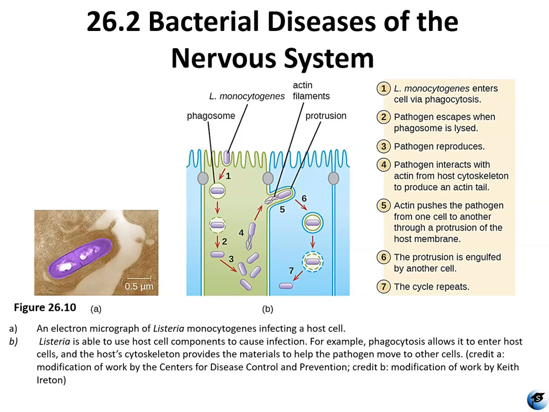Listeria is able to use host cell components to cause infection. For example, phagocytosis allows it to enter host cells, and the host cytoskeleton provides the materials to help the pathogen move to other cells. The bacteria readily penetrate the intestinal epithelium, enter the bloodstream, and infect the meninges. So figure 26.10 here, on the left, is showing an electron micrograph, and then on the right it's showing how Listeria is using host cell components to proliferate and cause infection.